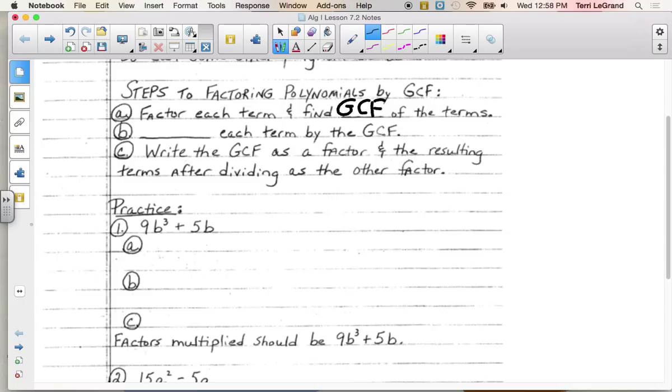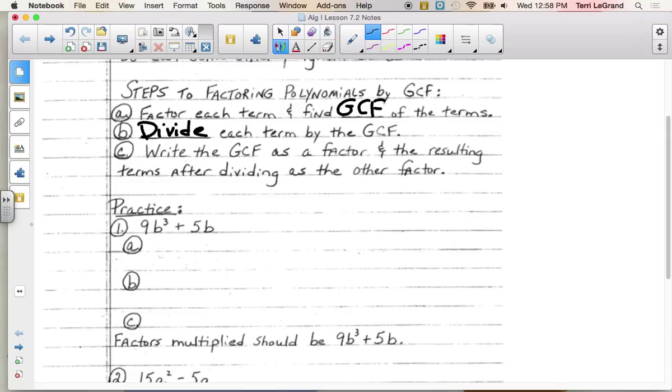And then we're going to divide each term by that GCF. Because what we're doing is we're unmultiplying, really. We learned how to multiply polynomials. Now we're learning how to get it back to the state it was in before we multiplied it out. So we'll divide each term by the GCF.